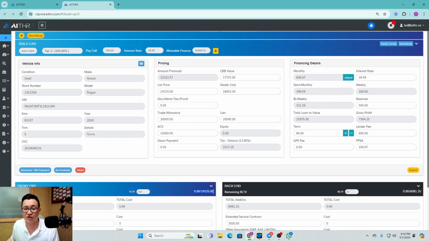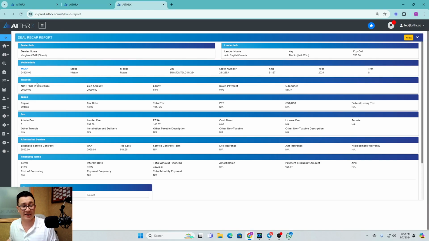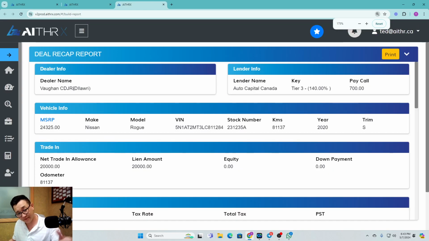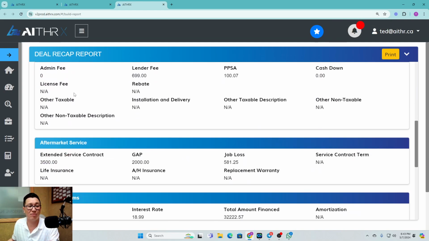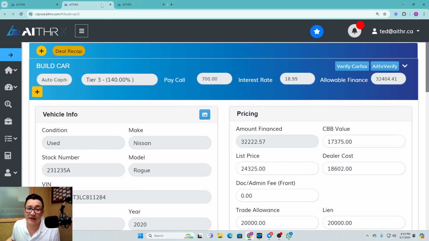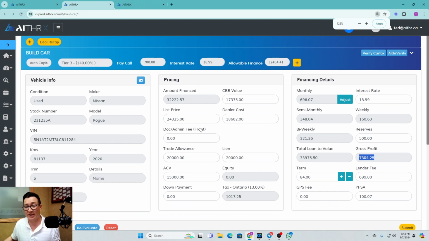It's there to restructure the deal the way that ACC would like to see it happen and fitted. So we've now maximized the front, there's no more in the back, and our maximum payment on this vehicle is going to be $696, with $7,304 profit for the dealership. Now, if they wanted to enter it into DealerTrack, they click the deal recap, zoom in. The layout is exactly the same as DealerTrack if our clientele is more used to that.